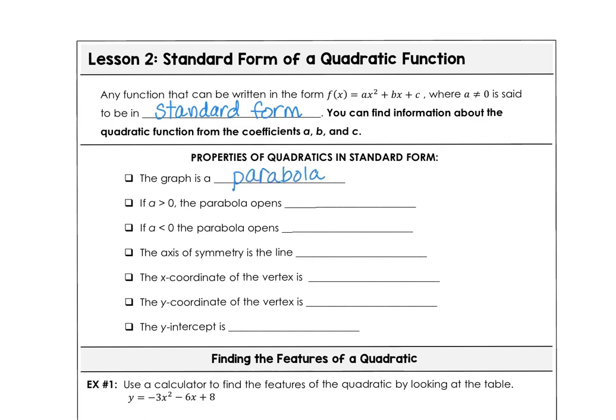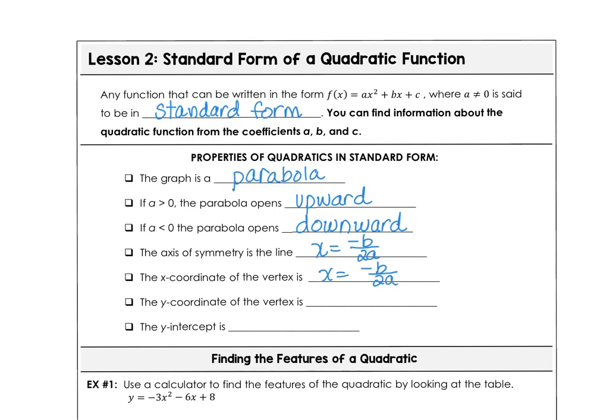And we saw yesterday that when the a value is positive, the parabola will open upward. And when the a value is negative, the parabola will open downward. We know the axis of symmetry is the line x equals opposite b divided by 2 times a. And this is the x-coordinate of the vertex as well. X equals opposite b divided by 2a.